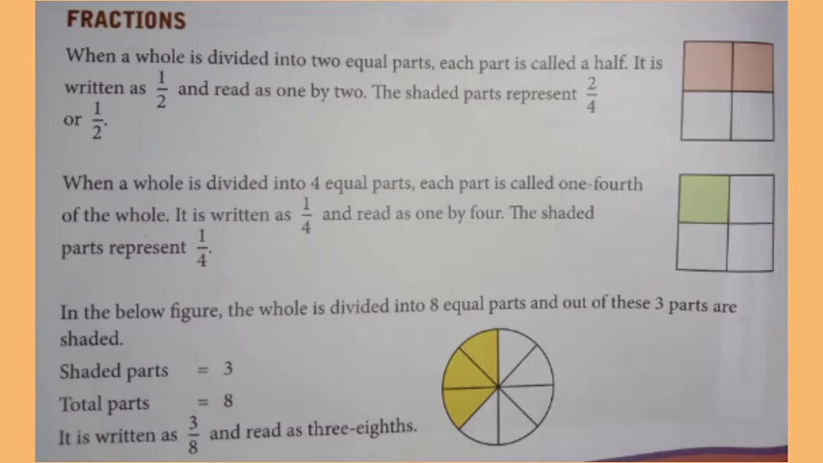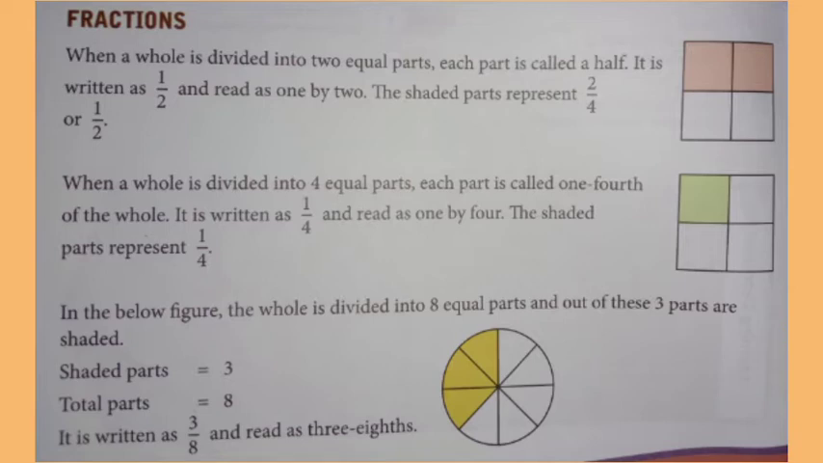Fractions: when a whole is divided into two equal parts, each part is called a half. It is written as 1 by 2 and read as 1 by 2. The shaded parts represent 2 by 4 or 1 by 2. When a whole is divided into four equal parts, each part is called 1/4 of the whole. It is written as 1 by 4 and read as 1 by 4. The shaded parts represent 1 by 4.